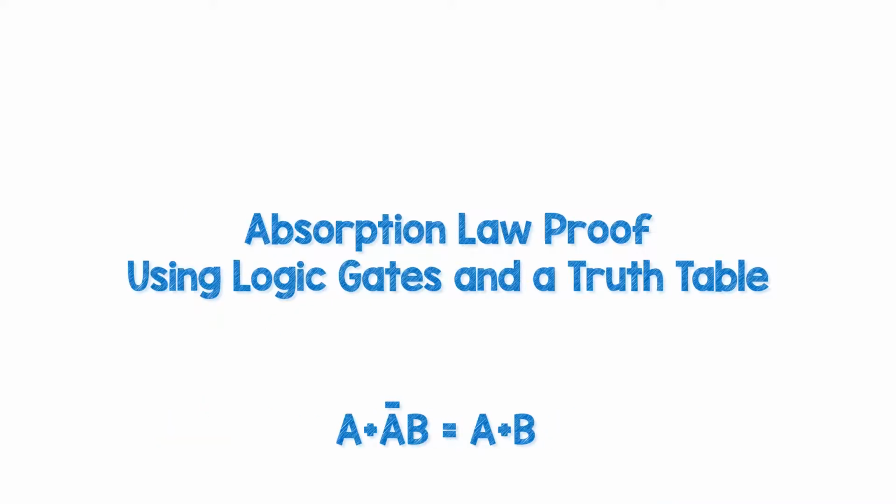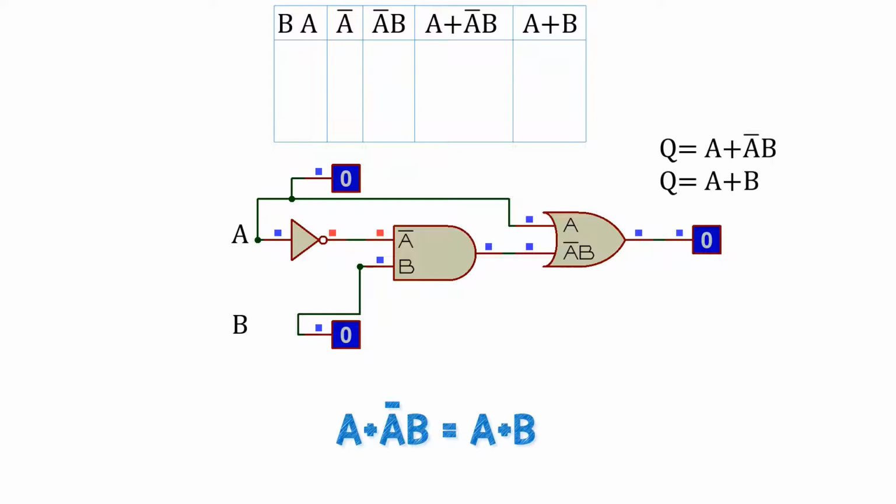Proving the absorption law using logic gates and a truth table where A or not A B is the same as A or B. So we've got the circuit for A or not A B, and we've got the inputs A and B which count from 0 to 3, or 0,0 to 1,1. We have an AND gate for the not A ANDed with B, and we have an OR gate for A ORed with not A and B, and we want to prove that that column is the same as A or B, which would be 0, 1, 1, 1, where the OR function is true if either input is true.